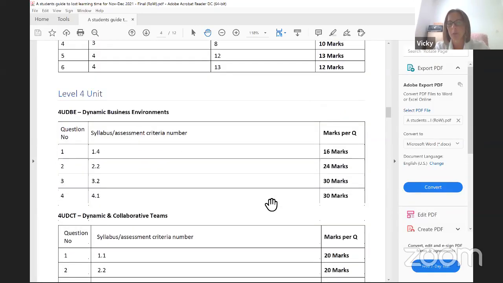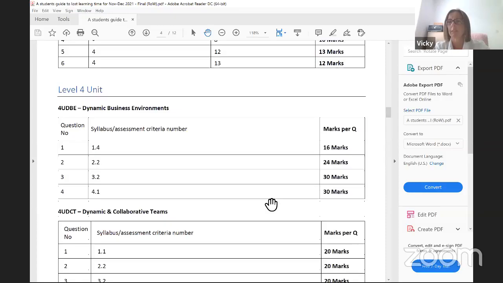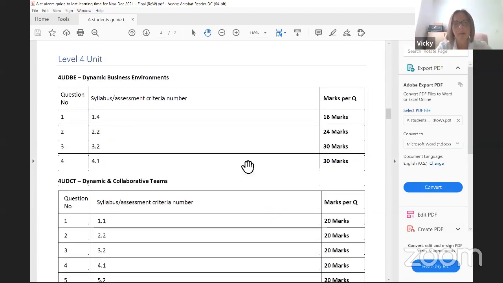It goes in order. We've got all of the level 4 units, then all of the level 5, then all of the level 6. So if we just take an example of a level 4 unit here, you'll see the question numbers are listed down the side. Each question will be in order of the learning outcomes. And then what we've done is we've broken down the specific assessment criteria that the question really relates to. Now, for this question, there's 16 marks, and the main focus is assessment criteria 1.4.